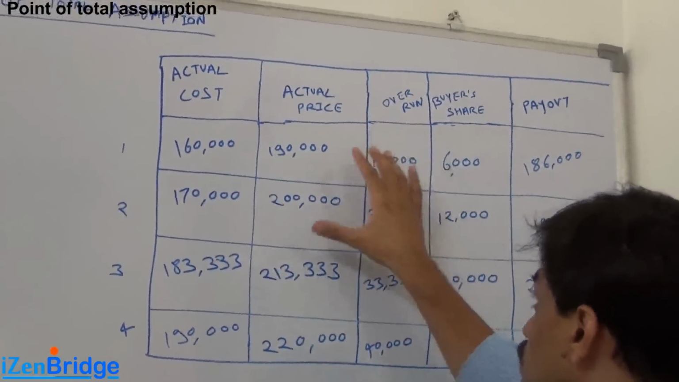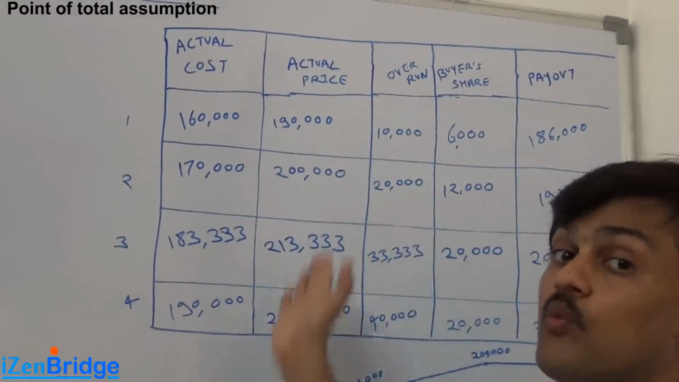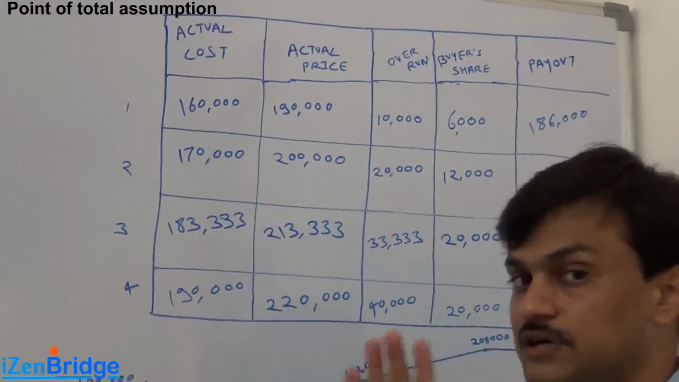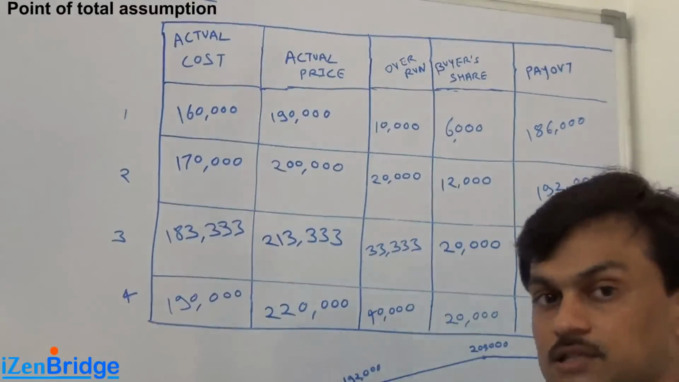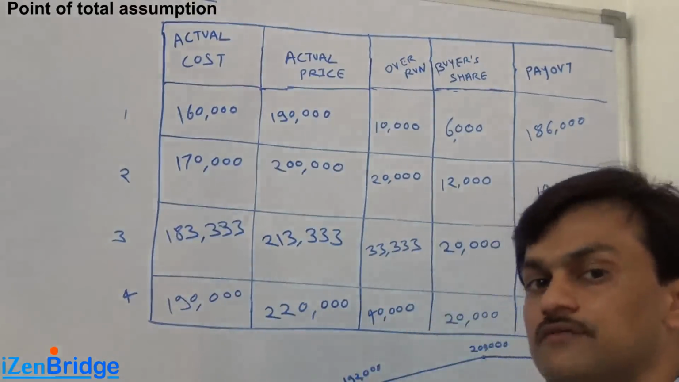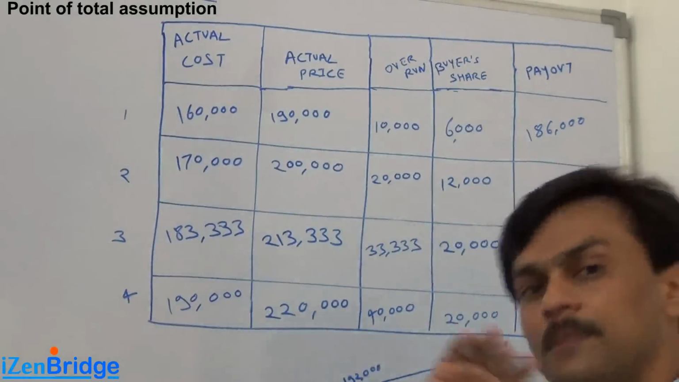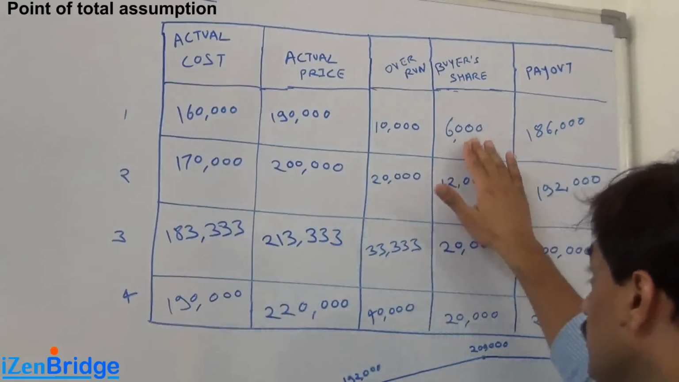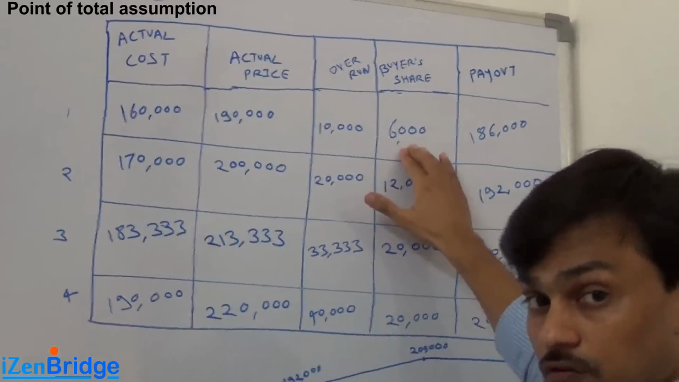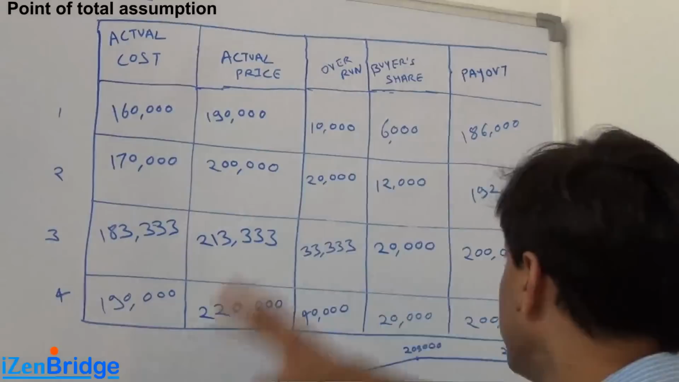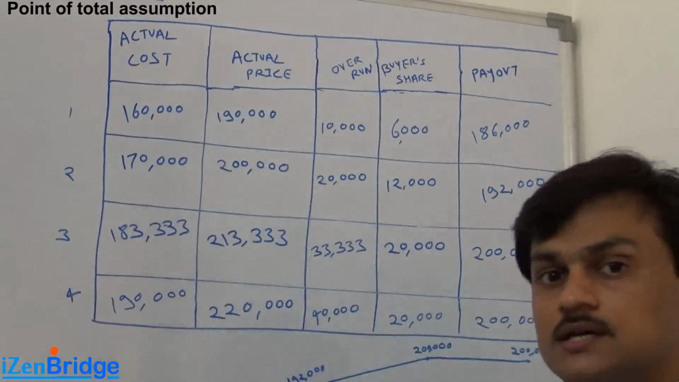Then we will have a column which talks about overrun. So cost overrun, how much we have spent more from target price. Our target cost was 150,000. Our target price was 180,000, which is 150 plus 30,000. Then we have a column which talks about buyer's share, because the buyer will share 60% of the cost overrun. And the final column talks about how much the buyer will pay in this particular scenario.